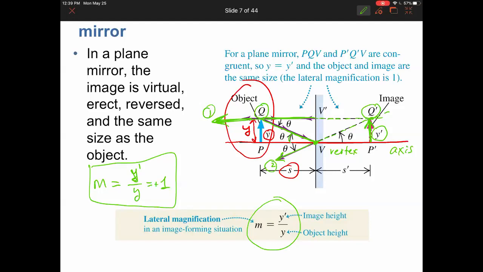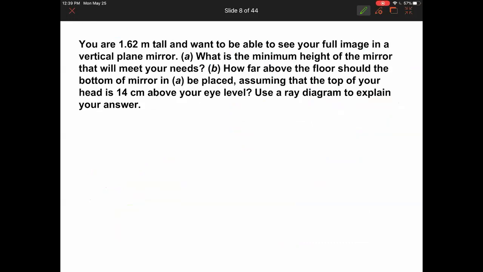So generally when the magnification is positive, that means you have an upright image. When magnification is negative, you have an inverted image. Alright, so let's look at this example over here. Let's say we have a 1.62 meter tall person, and we want to be able to see your full image in a vertical plane mirror. What is the minimum height of the mirror that will meet your needs?